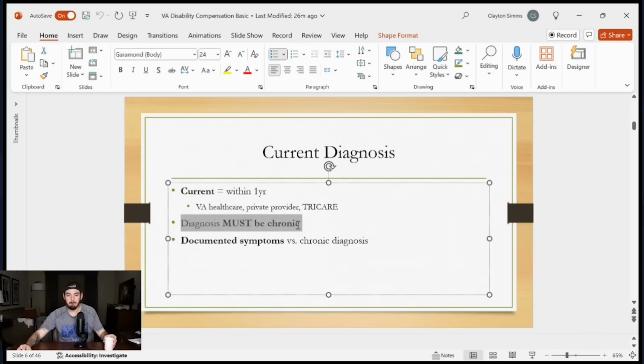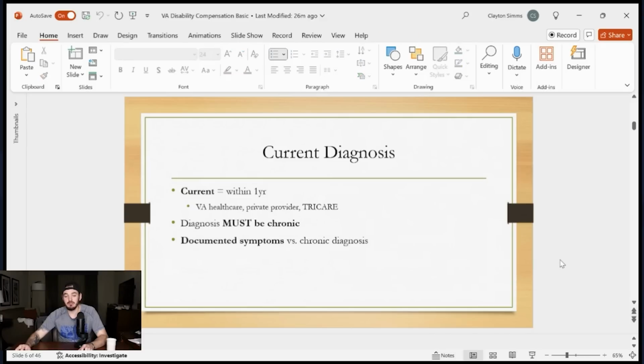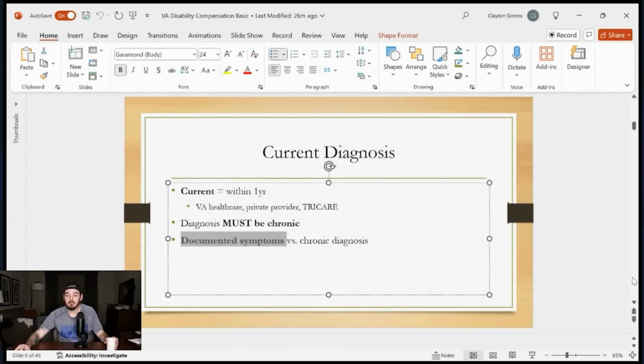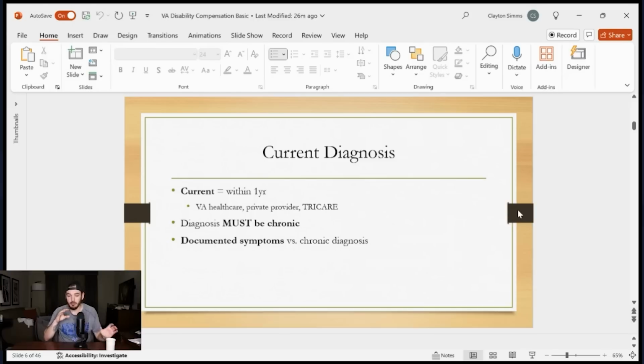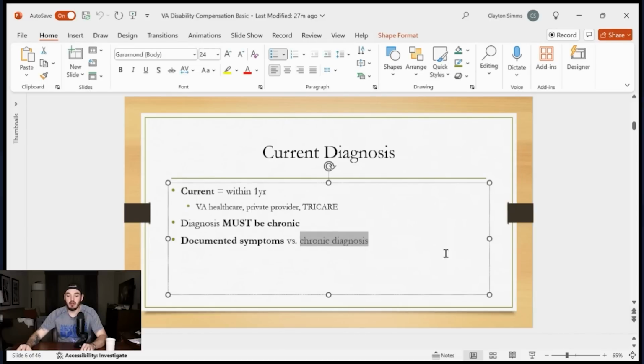Okay, the diagnosis must be chronic. If you have asymptomatic or acute, that means diddly squat in the eyes of VA disability. And then there's the conversation of documented symptoms versus chronic diagnosis. Chronic diagnosis is the standard, but at a minimum, you need documented symptoms. And there are some claims where documented symptoms are totally fine. For instance, IBS, irritable bowel syndrome. If you have complaints, if you've been taking medication, but you haven't had a colonoscopy, that would be okay for VA rating purposes, okay? But still, the standard, the goal is chronic diagnosis.